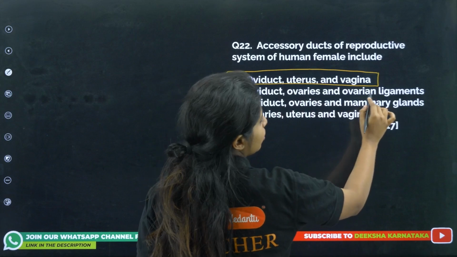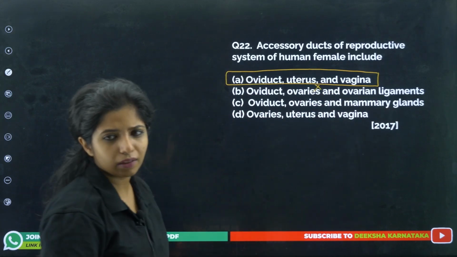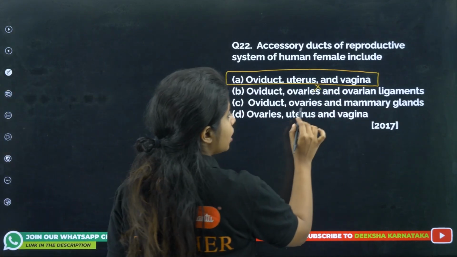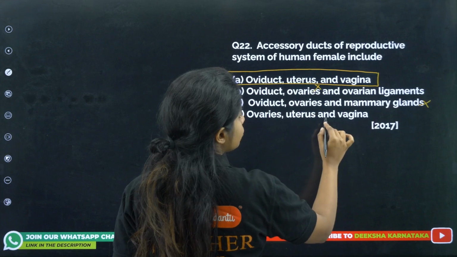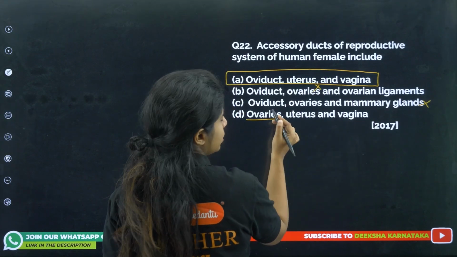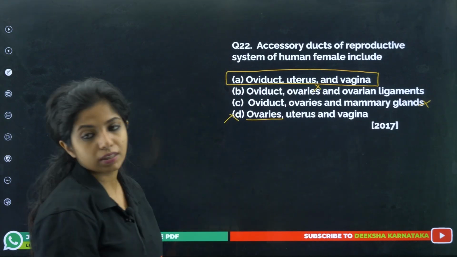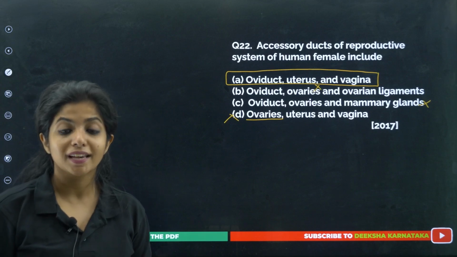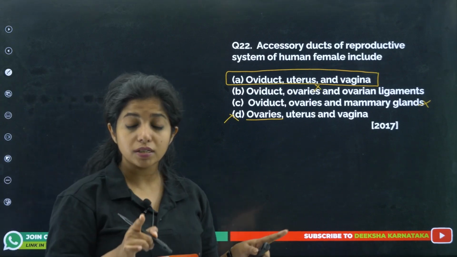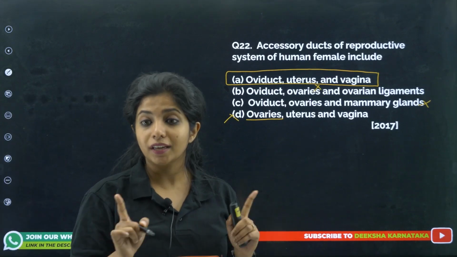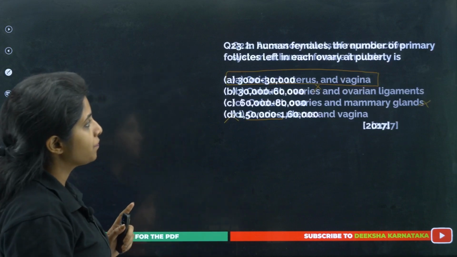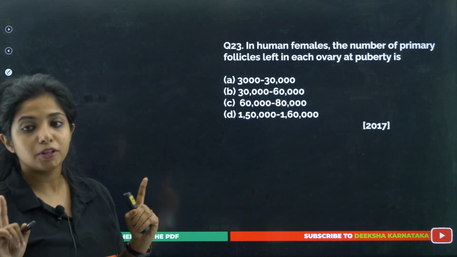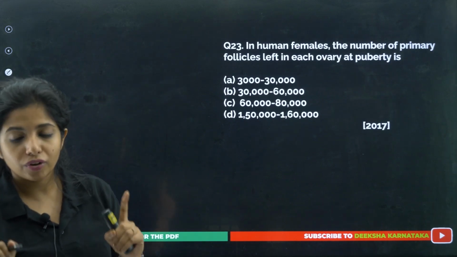Ovaries are the ones that make the ovum, so they are not ducts. So ovaries cannot be the case. This becomes the answer. This is a 2017 question. You see how many questions are being asked around the same topic again and again, which is why I said this particular chapter is very interesting and it will help you score really good marks.